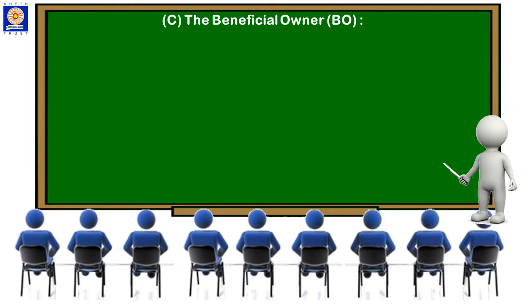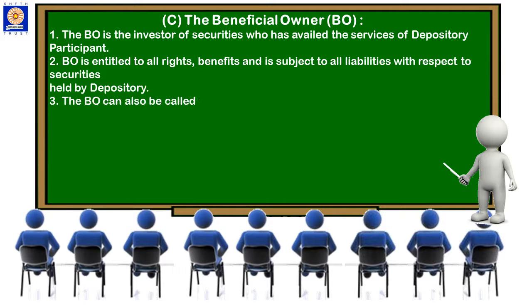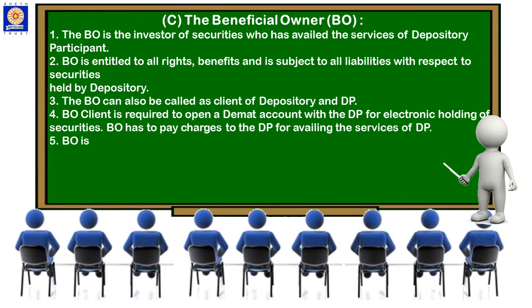Now let us see the third constituent, or the third entity, involved under the depository system. The beneficial owner, or you can also say the original owner of shares, securities, etc. The original investors. The beneficial owner is the investor of securities who has availed the services of a depository participant. That means he has gone through the procedures and got his shares or securities dematerialized under the depository system. The beneficial owner is entitled to all the rights and benefits and is subject to all liabilities with respect to securities held by the depository. The beneficial owner can also be called the client of the depository and the depository participant.